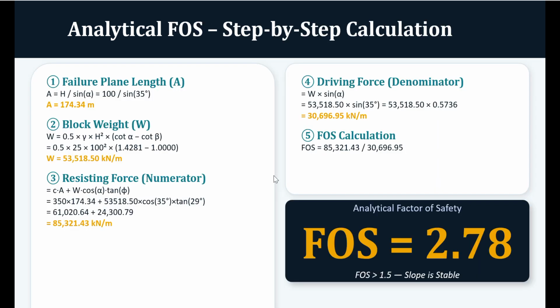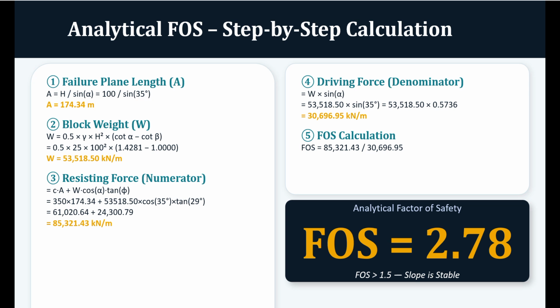These are the methods of calculation. First we initially calculated the failure plane length and the area. Here we calculated the area as 174.34 square meters. Then the weight of the block, the resisting force, and the factor of safety, which is the resisting force divided by the driving force. We calculated the resisting force and the driving force, and dividing resisting force by driving force, finally we got the answer 2.78. In the analytical method the factor of safety is 2.78.